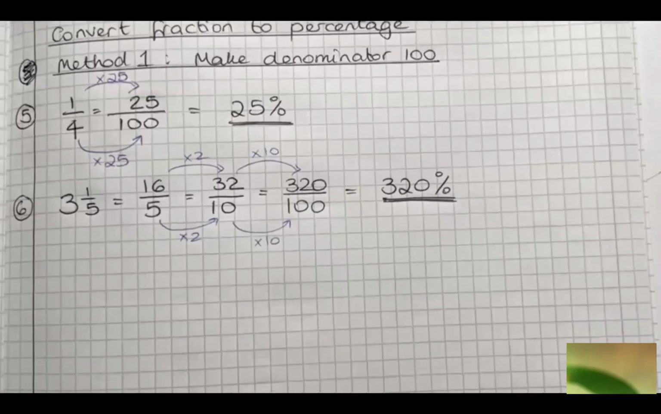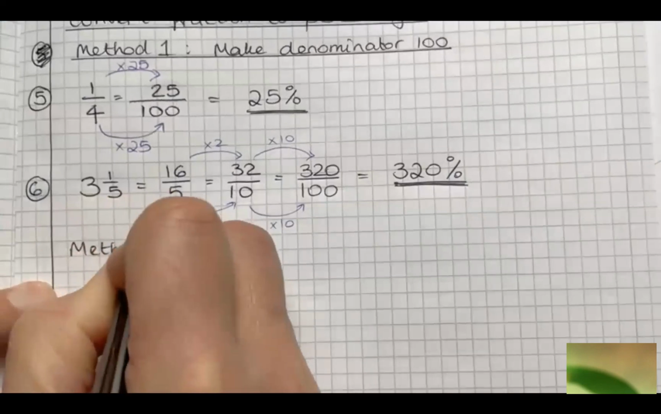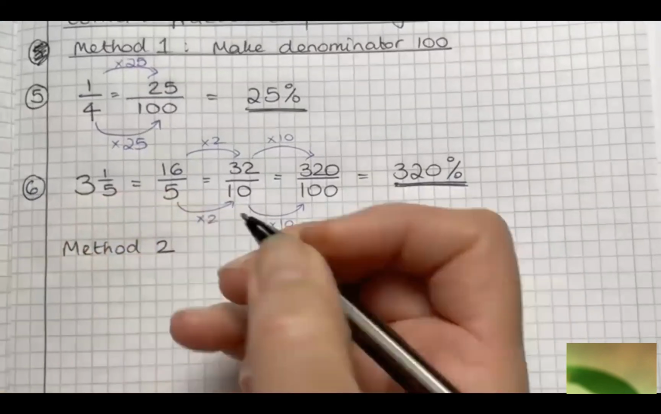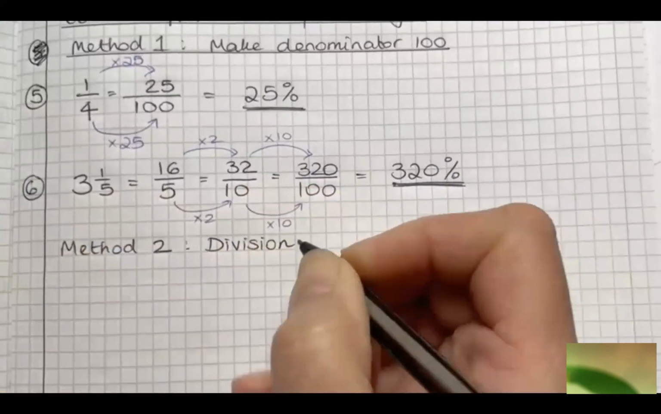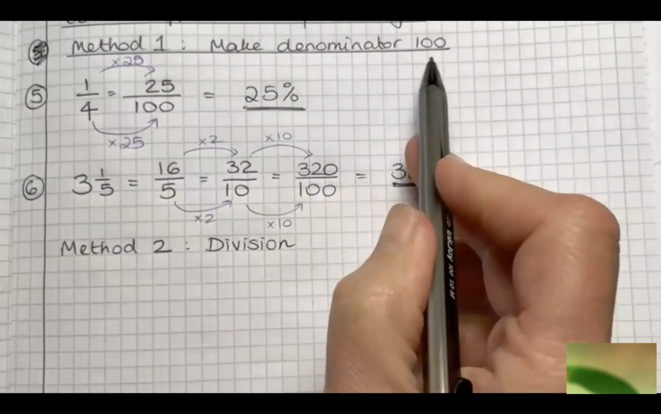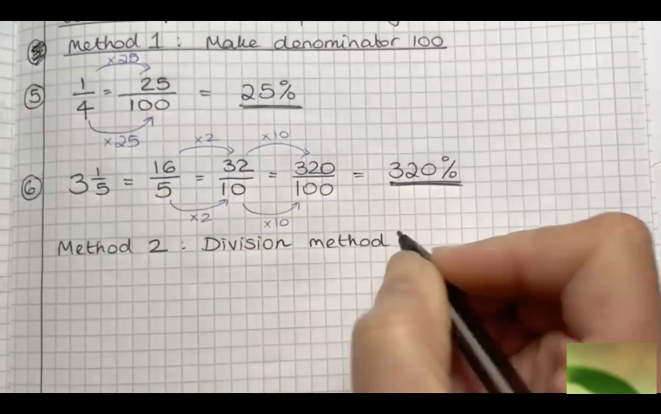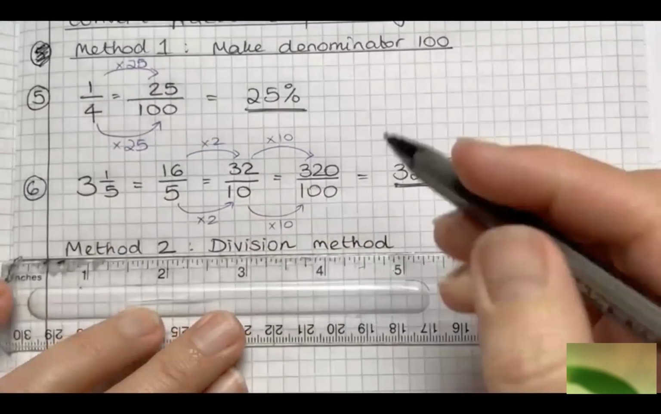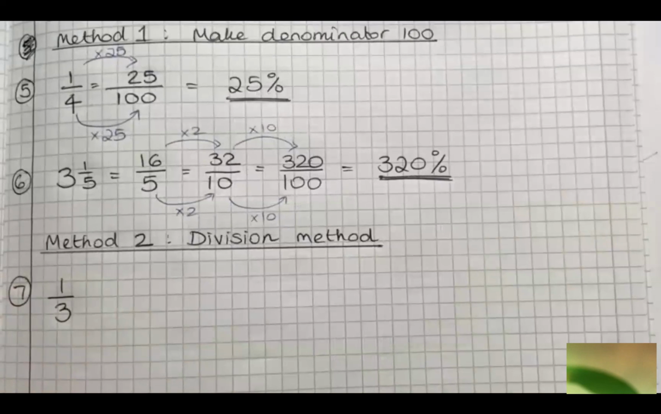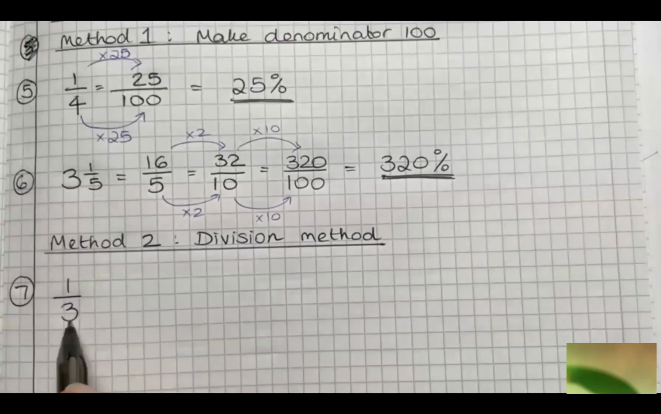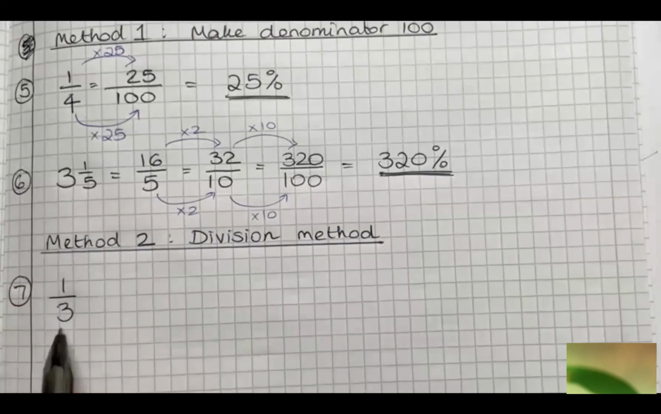I just want to show you one other way. I'm going to call this method 2, because we might find a situation where I can't convert my denominator into 100. So I'm going to call this the division method. And probably the simplest example I can think of with this one. For method 2, the division method, we cannot make the denominator 100. So we need to look at this calculation here.